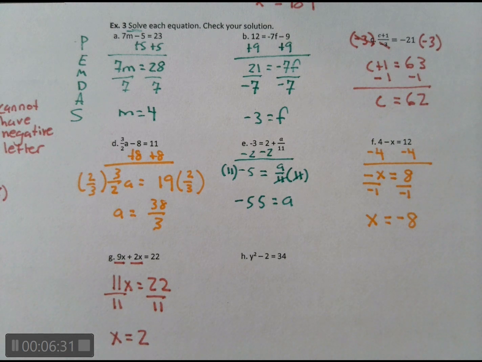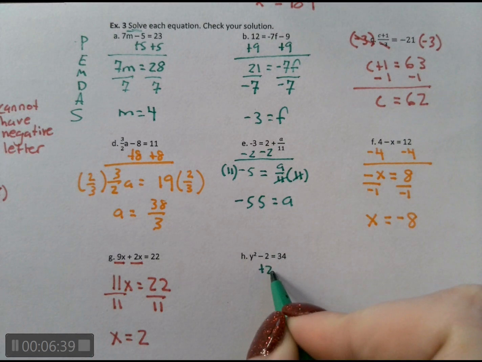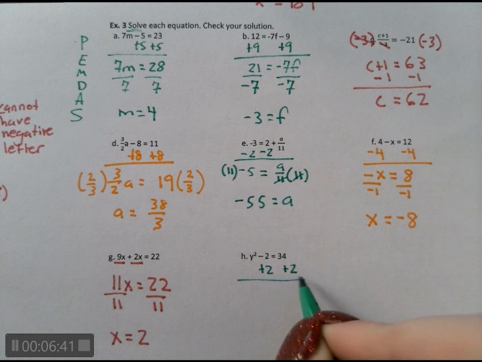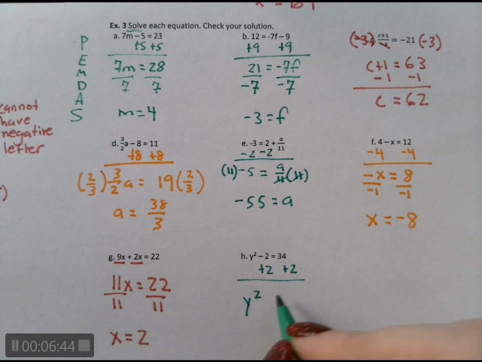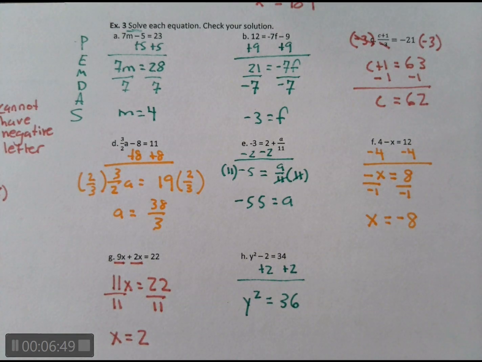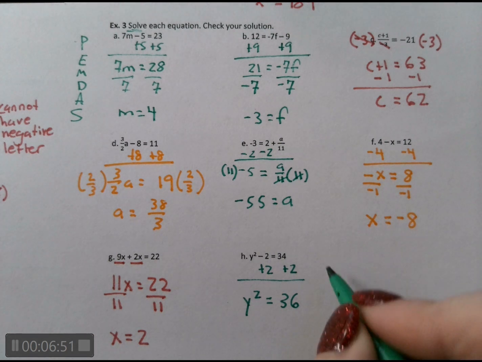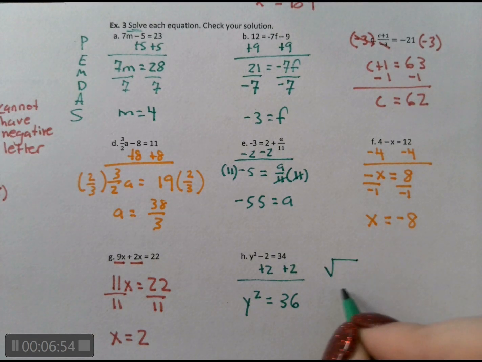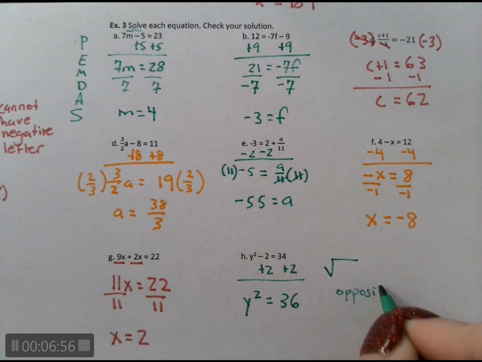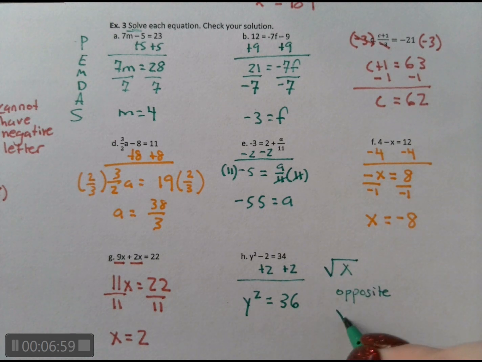Alrighty. Now H is fun because we have y squared minus 2 equals 34. So the very first thing we're going to do is add 2 to both sides because I'm trying to get y by itself. So y squared equals 36. So if you don't know this, the square root is the opposite of x squared. So if I'm trying to get rid of the square, I need to take the square root of both sides.